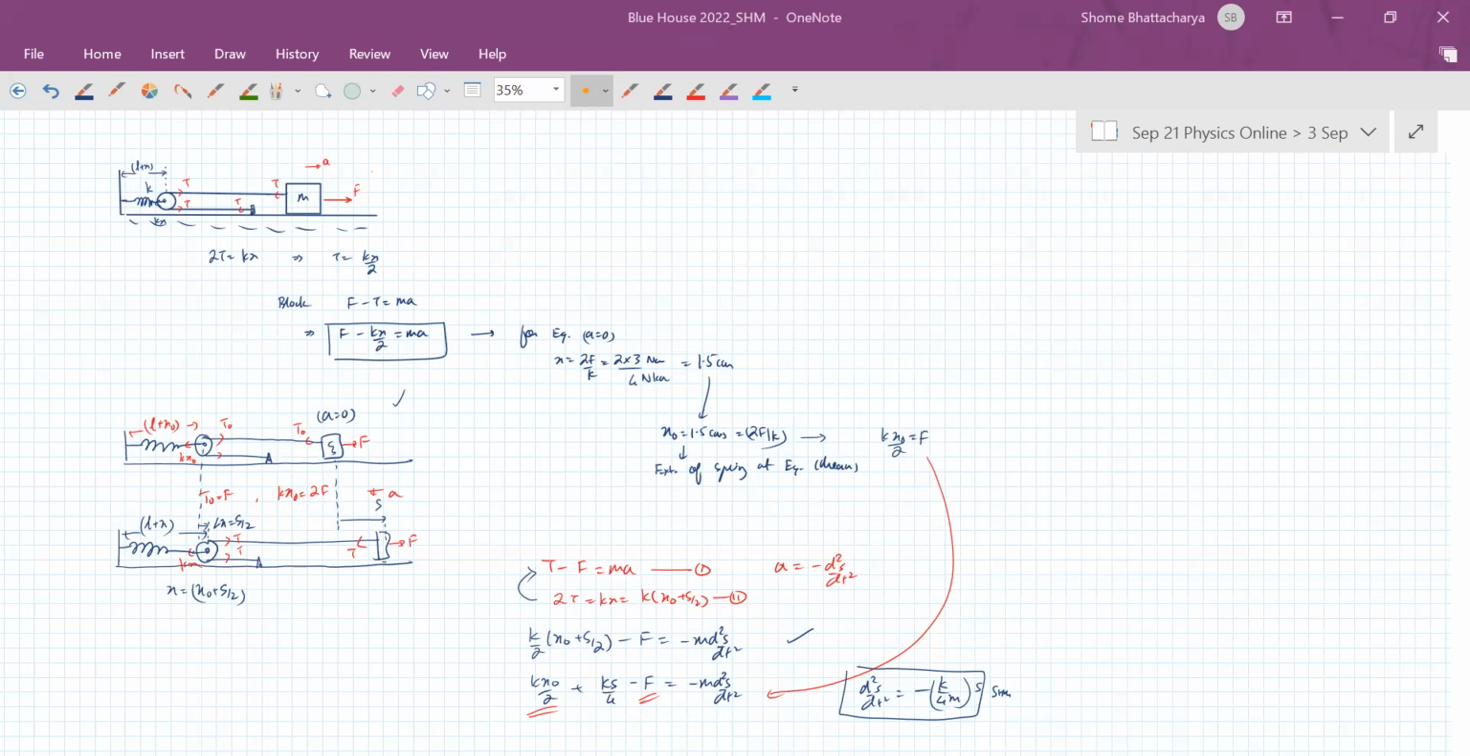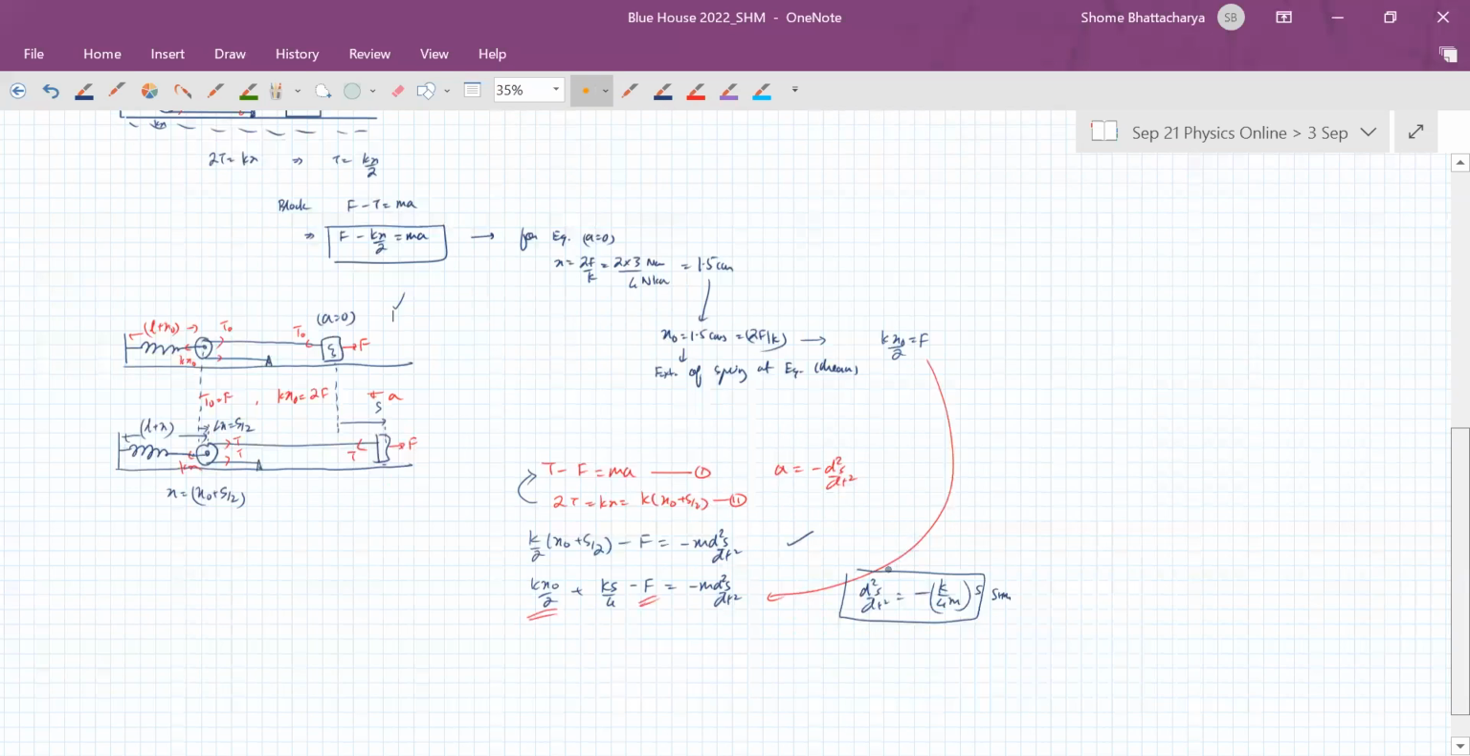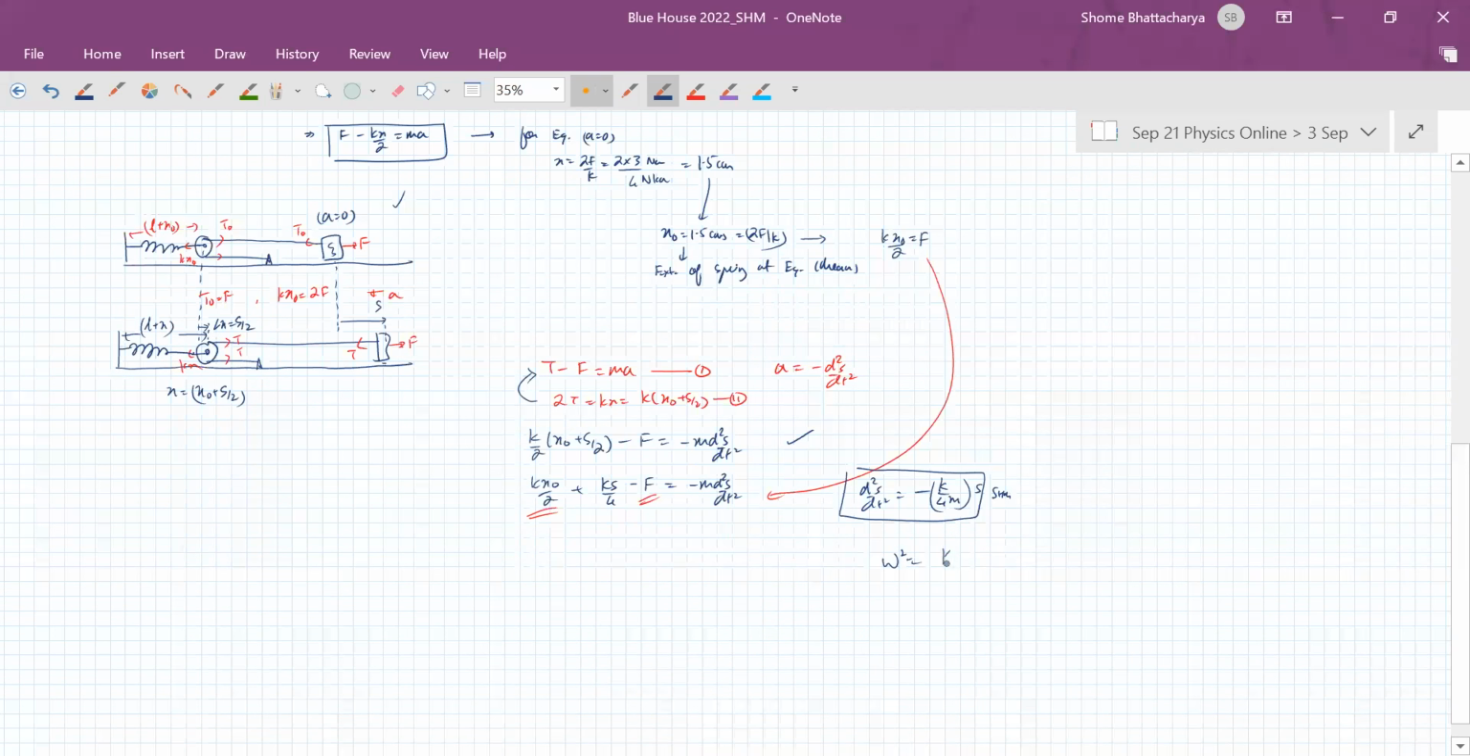Okay, so let's complete this question. From here we can see that omega square is k by 4m. So that is 4 newtons per centimeter, so we'll convert this. The block's mass was 2 kgs, I think. So 100 by 2. So omega is square root of 50, or 5 root 2 radians per second.